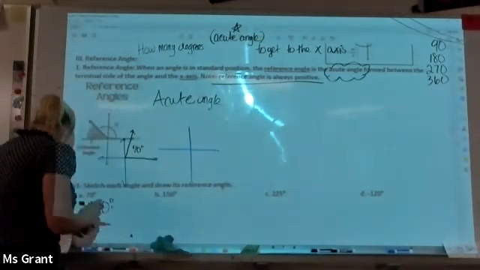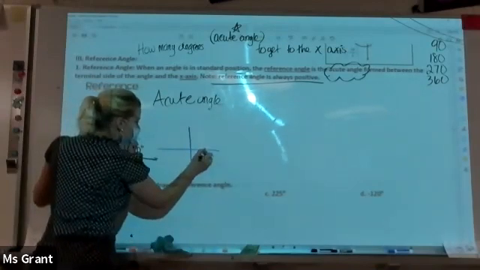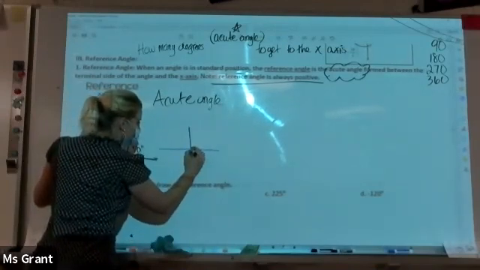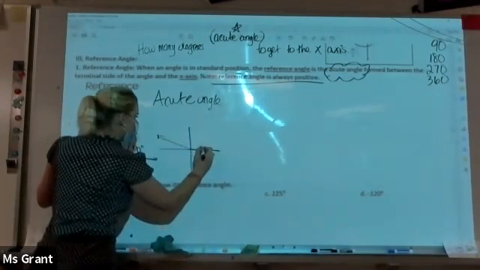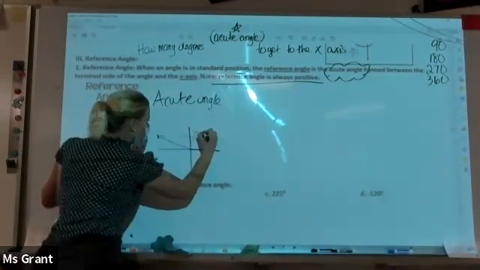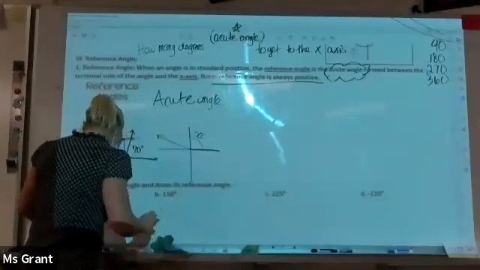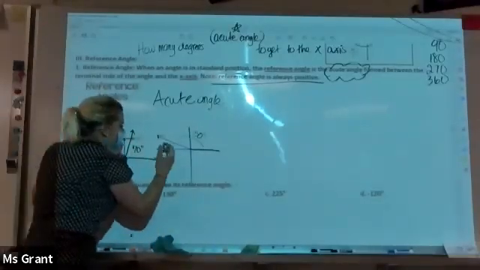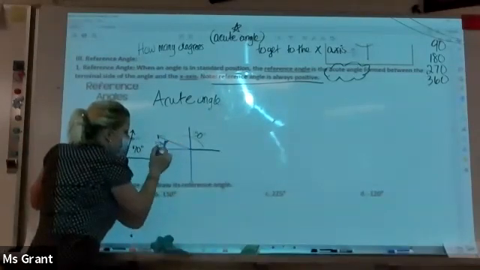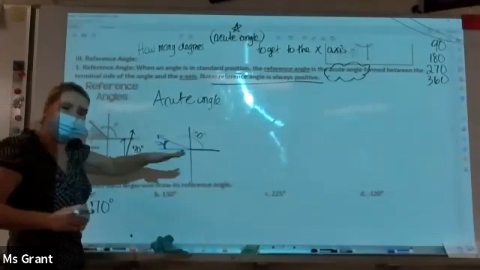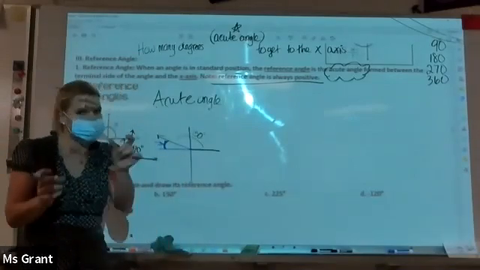150 degrees is like, so here's my 150 degrees. Right here, guys, this is it. How much is that little acute angle to get me to the x-axis? How much more degrees to get to the x-axis? It has to be less than 90.